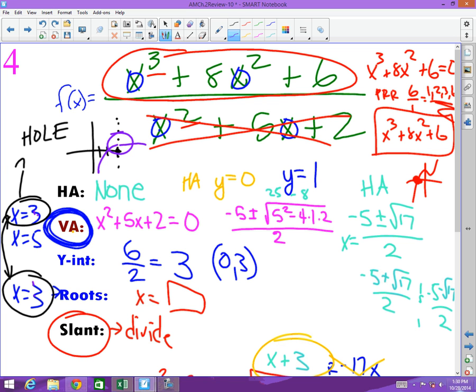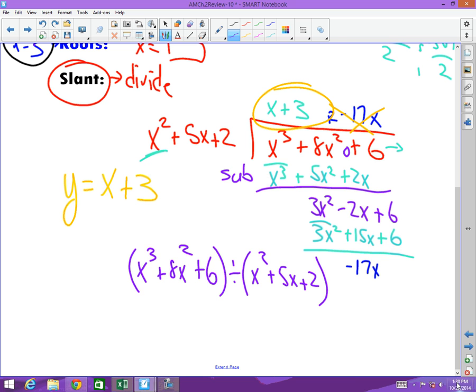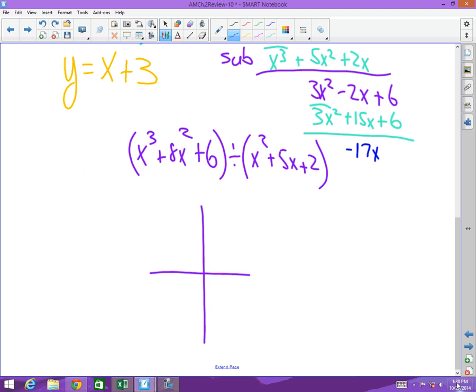To enter this complete function into your calculator, you would want to put the numerator in parentheses and the denominator. So you would put x cubed plus 8x squared plus 6 divided by x squared plus 5x plus 2. And then you would see what the function looks like, which kind of goes like this, and then this, and then this, I do believe. And this right here is x plus 3. There's an asymptote here, and there's an asymptote there.